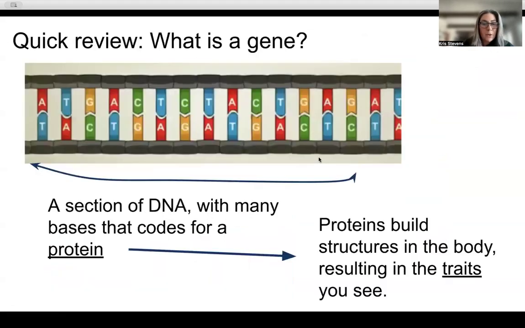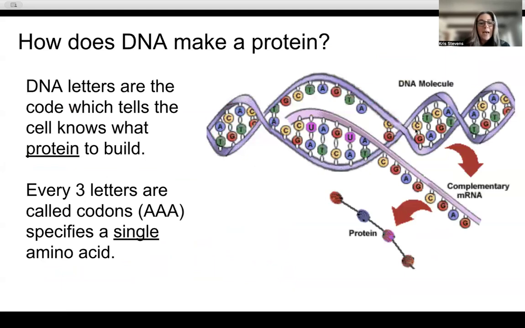RNA is single-stranded. Quick review over what is a gene. Okay, remember a segment of this are the traits. How does DNA make a protein? I apologize. The letters are the code, which tells the cells to know which proteins to build. Every 3 letters are called codons. For example, AAA specifies a single amino acid. So you take 3 letters and you put them together, and that makes an amino acid. And we're going to show you how to do that, but you have to understand how these codons are made.